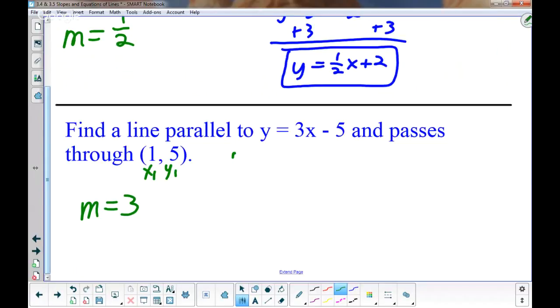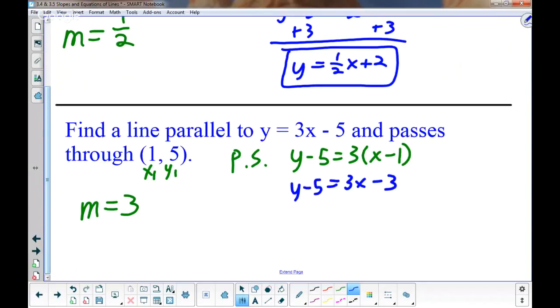So let's go ahead and find our point-slope. y minus 5 equals 3 times x minus 1. And then we're going to convert it. y minus 5 equals 3x minus 3. Add 5, and we get y equals 3x plus 2. There is my new answer.